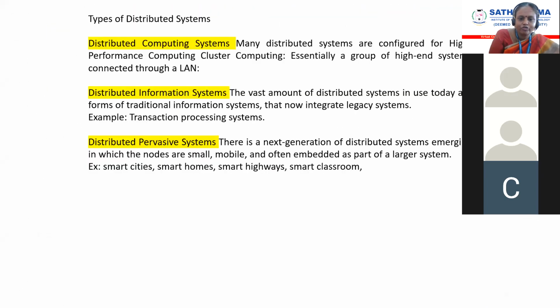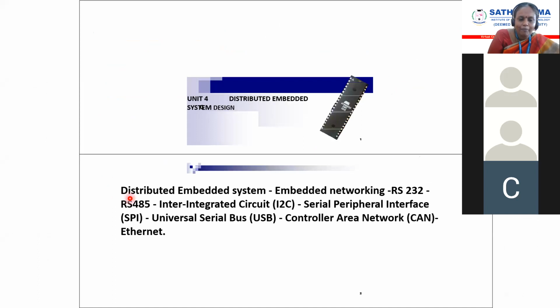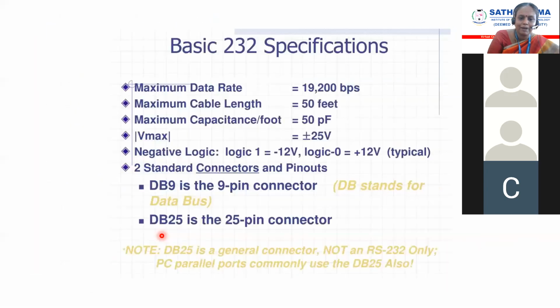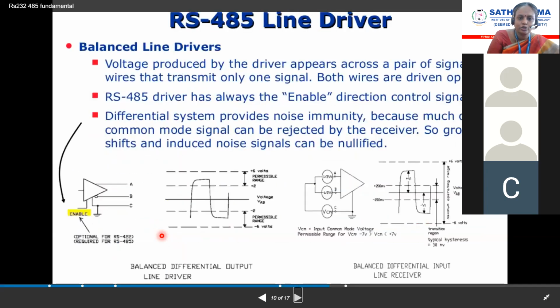See, in this fourth unit we have completed distributed embedded systems, embedded networking, RS-232, RS-485, and Controller Area Network. The remaining topics are I2C, SPI, USB, Ethernet. Only four topics are available there. I have asked one question and no one is replying.